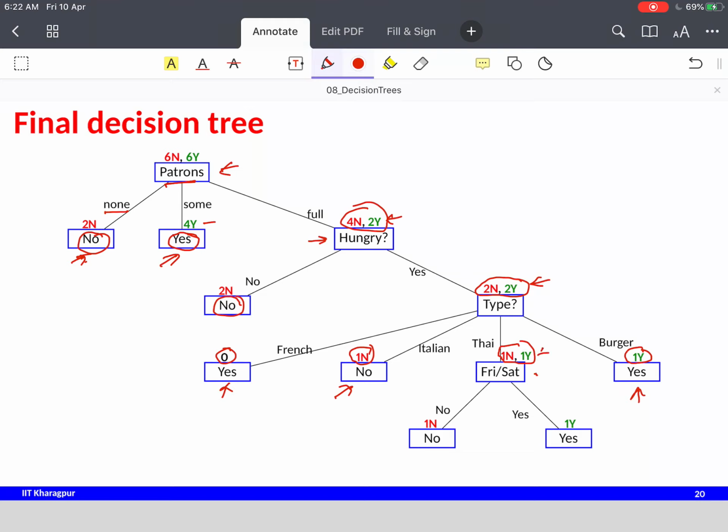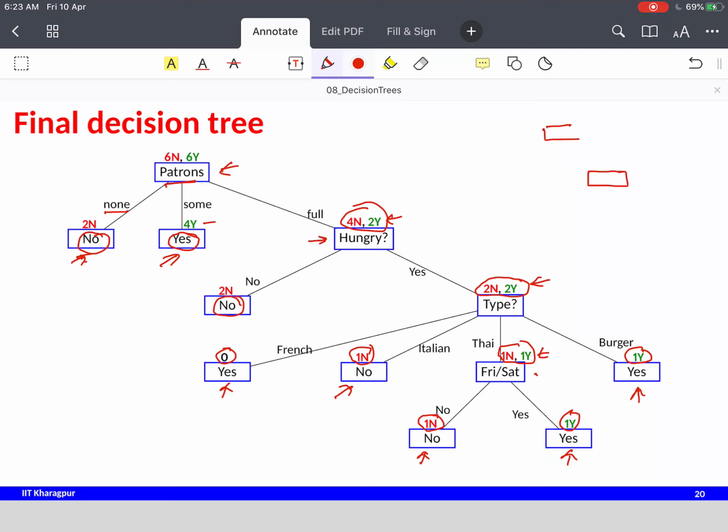We could have chosen no as well, but here we have chosen yes. Now on this part we have one no and one yes, so we have to look for another attribute. We choose Friday or Saturday, and we observe one no example here and one yes example here, so we can label with no and we can label with yes.